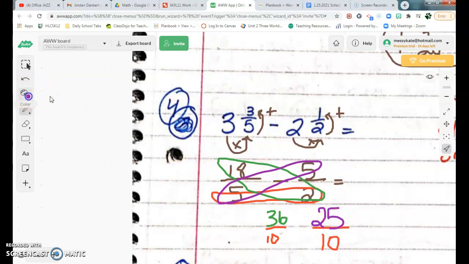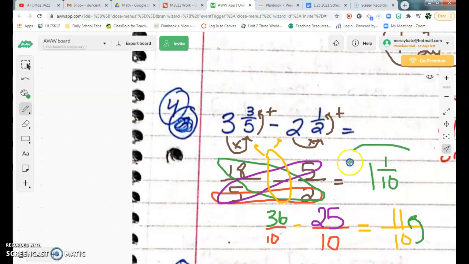25. Then the body of my butterfly is going to get me subtraction. Here's my butterfly. 36 minus 25 is going to get me 11 over 10. Now I'm not quite done yet. I know that 10 can go into 11 one whole time. So one group of 10 is 10, and then 10 to 11 is 1 left over. So I've got 1 and 1/10. So that's my answer for number 4.